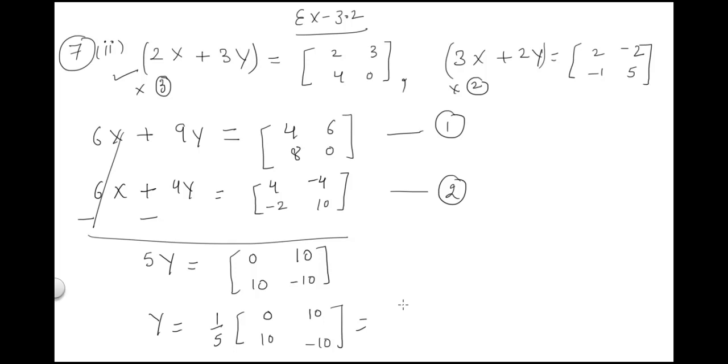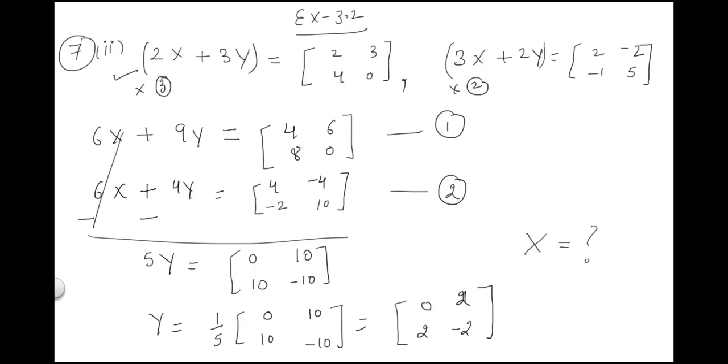Now we can write y as equal to 1 upon 5 of the matrix. So what we get is the matrix y. Now using the value of y matrix, we can use any equation to find out the matrix x. I hope you all can do that. Right? Let us go to another question.